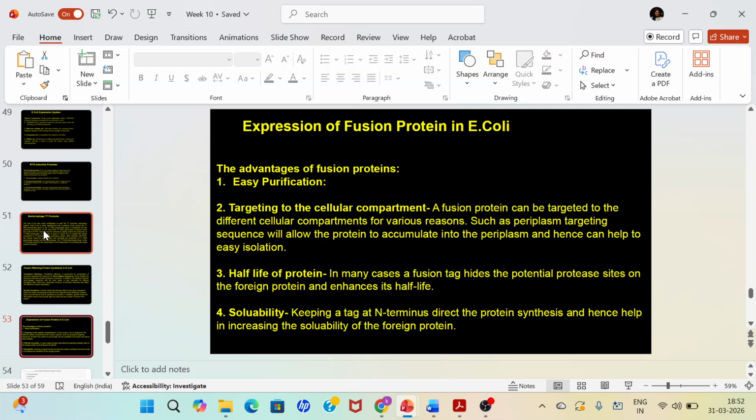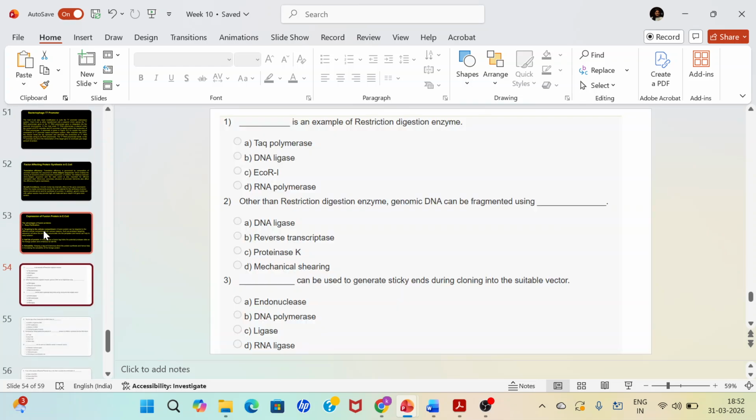Next is the expression of fusion protein in E. coli. The advantages of a fusion protein are easy purification, targeting to cellular compartments, good half life of the protein, and improved solubility. Keeping a tag at the N terminus directs protein synthesis and helps in increasing the solubility of the foreign protein. So generally it is desirable that you have a protein tag at the N terminal so that it increases the solubility of the protein.